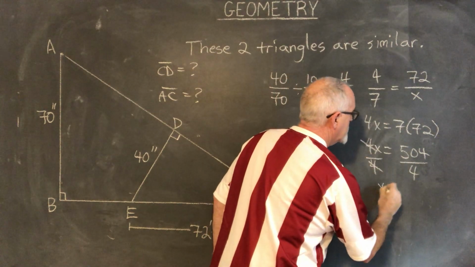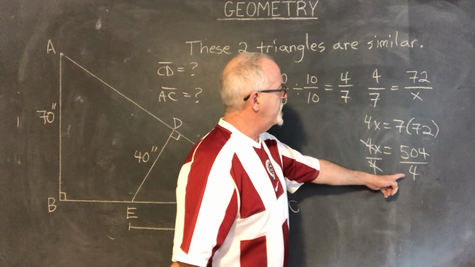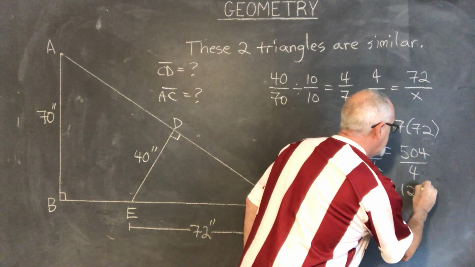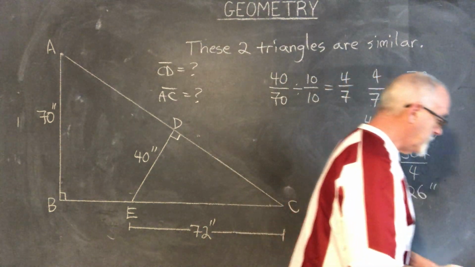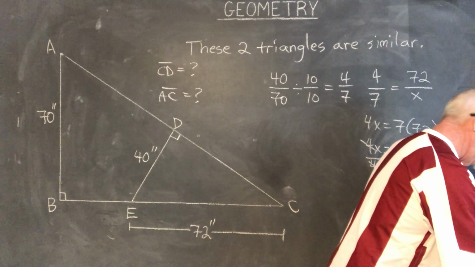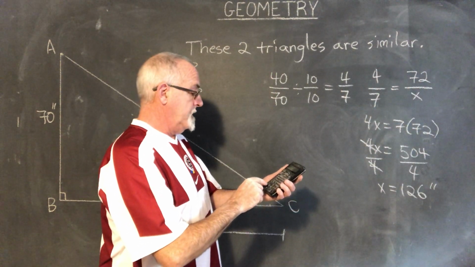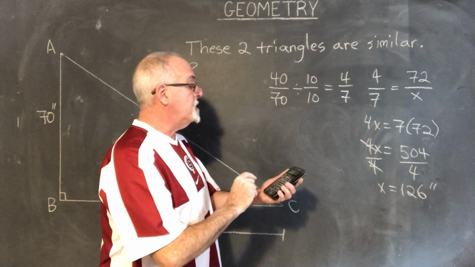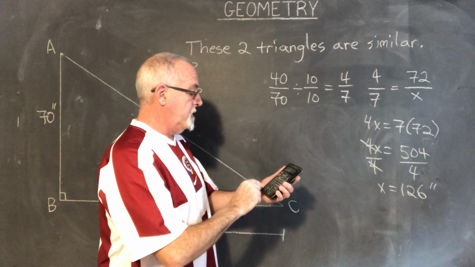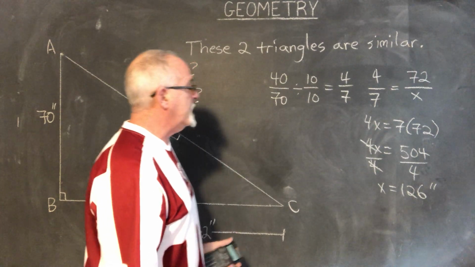Cancel, cancel. My x is isolated. 504 divided by 4 is going to be 126, isn't it? And it'll be inches. Because I've learned my lesson, let me double check my calculations. 7 times 72 equals 504, that's right. Divided by 4 equals 126, that's right. We have the correct answer.